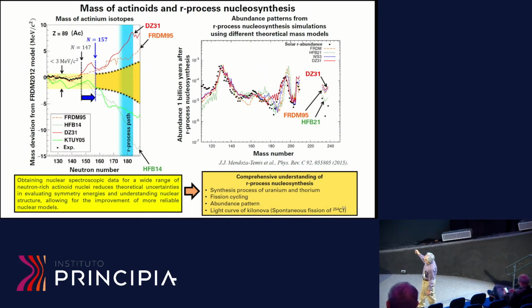This figure shows the abundance pattern from r-process nucleosynthesis simulations using different theoretical mass models. Such a deviation of the asymmetry energies directly gives differences in the yields around the uranium and thorium regions. So we could reduce the uncertainty of the abundance in the actinide regions by measuring the masses.